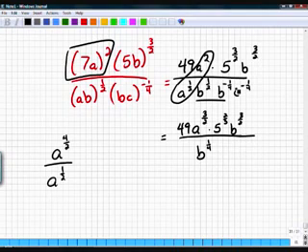What about this? C to the negative 1/4. What can we do with it? Is it 3? Okay, thank you. I was just making sure.